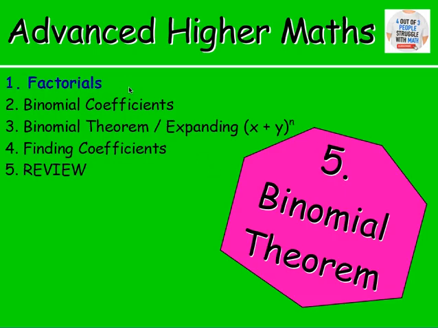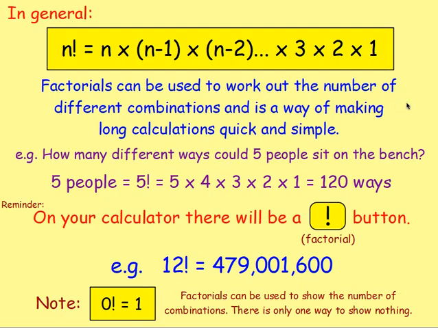Well, we started looking at factorials. What is the point in factorials? What are factorials? Well, factorials is when you have a number and you multiply it by all the numbers before it all the way down to 1. And factorials can be used to work out the number of different combinations, and really it's a way of making long calculations quick and simple.